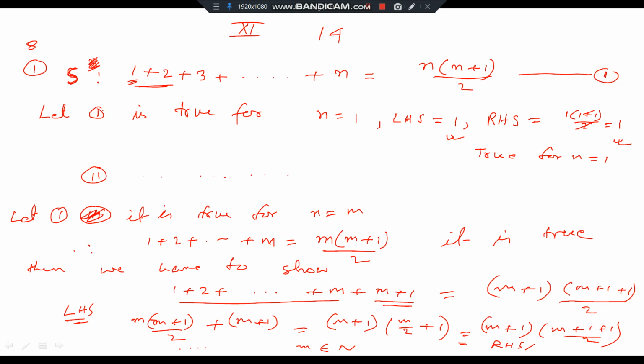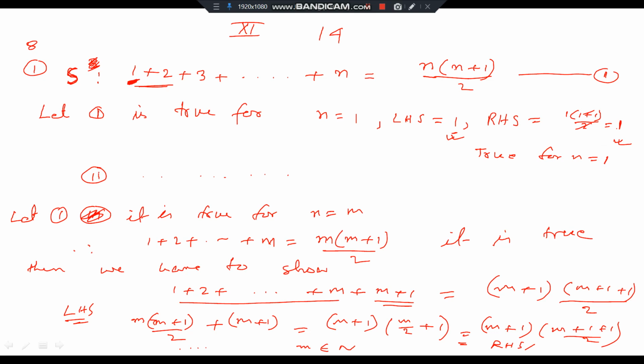Now the rule is, let equation 1 be true for n equal to 1. If you consider n equal to 1, then there is one term, and here in place of n you put 1. So one term means 1, LHS is 1. And RHS, if you put 1, then 1 into 1 plus 1, that is 2 by 2, the 2s cancel, that is 1. That means LHS equals RHS. So it is true for n equal to 1.